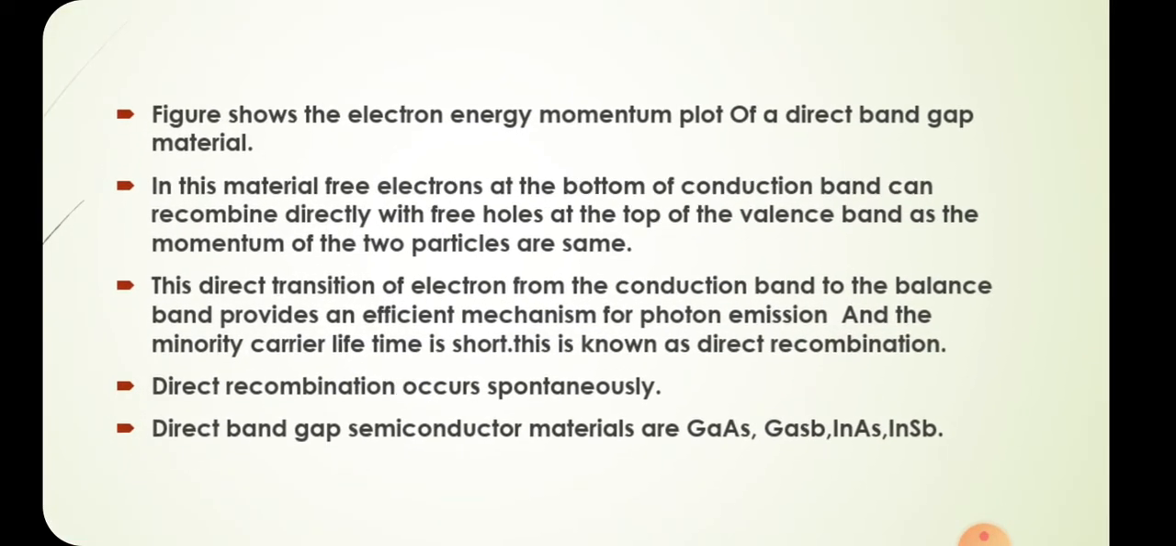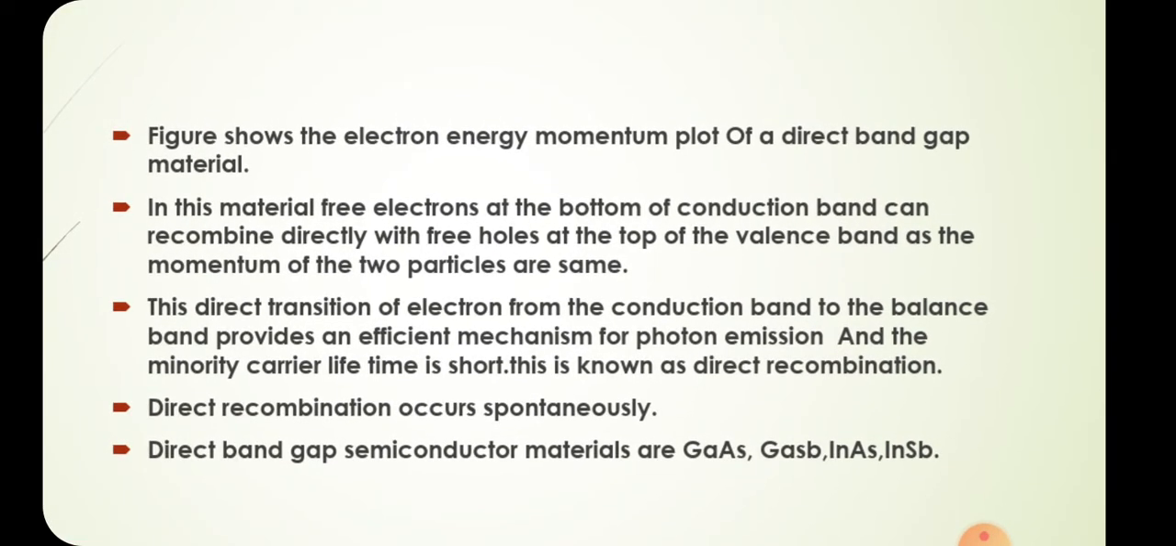So let us explain. The figure shows the electron energy momentum plot of a direct band gap material, and in this material free electrons at the bottom of the conduction band can recombine directly with the free holes at the top of the valence band, as the momentum of the two particles is the same. That is the main condition for direct recombination: the momentum of the two particles should be the same. The free electrons at the bottom of the conduction band can directly recombine with the holes at the top of the valence band if and only if the momentum of the two particles is the same. And this direct transition of the electrons from the conduction band to the valence band provides an efficient mechanism for photon emission, and the minority carrier lifetime is short in this case, and this is known as direct recombination.